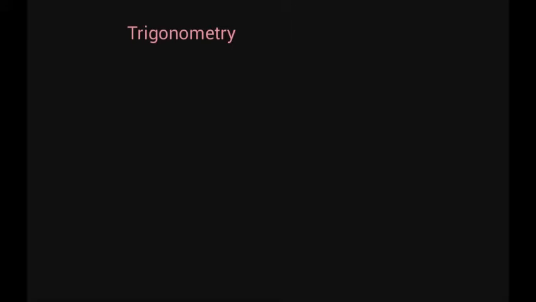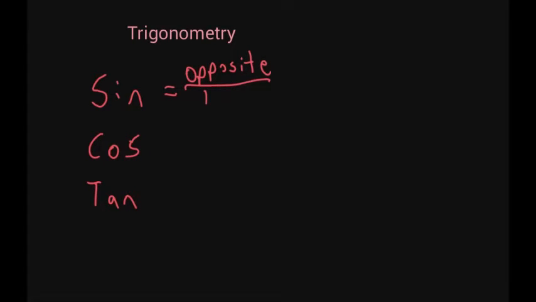Alright, we're going to talk about trigonometry today. And there's three things you need to know when it comes to trig functions right now. And that is sine, cosine, and tangent. And when these are, sine equals the opposite over the hypotenuse. I'm just going to abbreviate here.